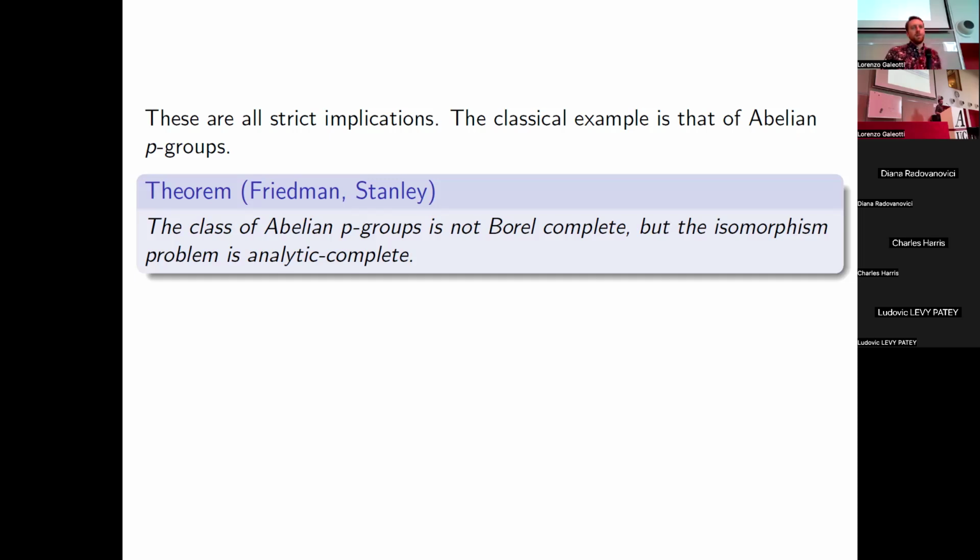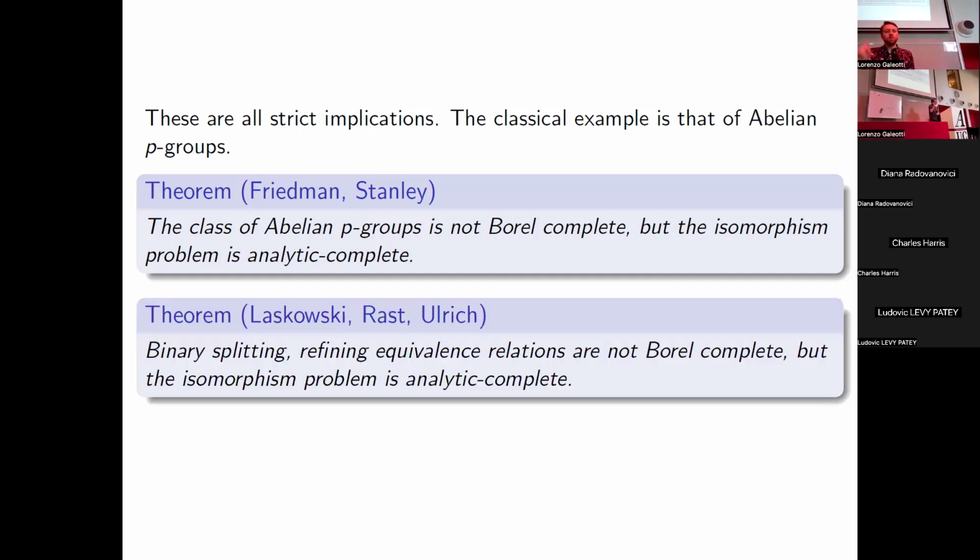There's a more recent example, which is binary splitting refining equivalence relations. So you have one equivalence relation, and then the equivalence classes get refined to smaller ones by another equivalence relation. And binary means that it's always splitting into two parts. This is much more recent, I think maybe 2015, and these are intermediate in this sense.